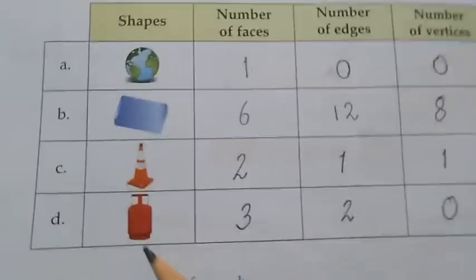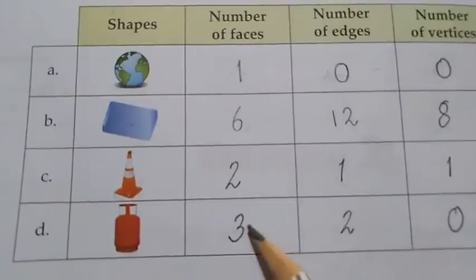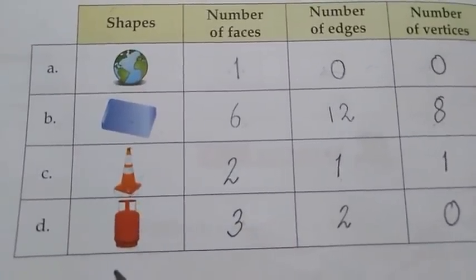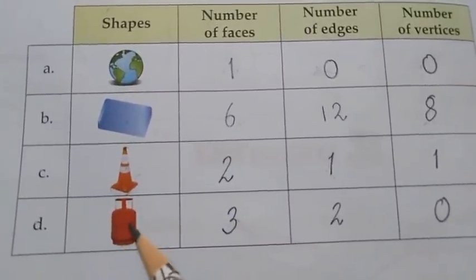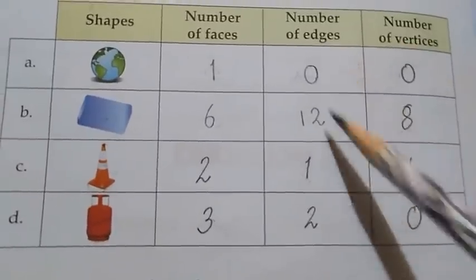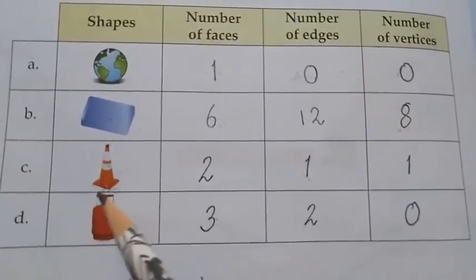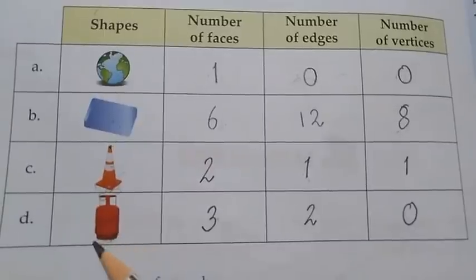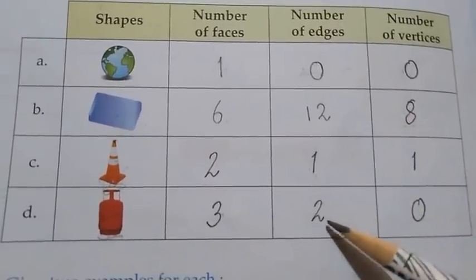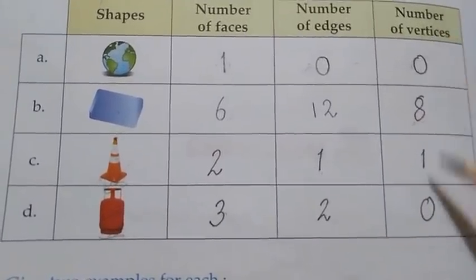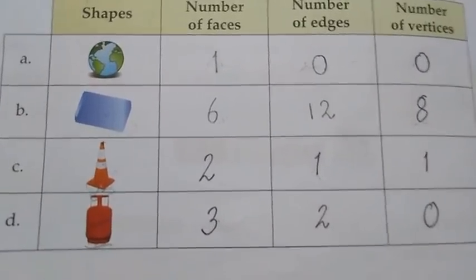And next, the last shape is a cylinder. A cylinder has 3 faces, 2 flat faces and 1 curved face. Now the number of edges is 2, 1 here and 1 here. So the number of edges of a cylinder is 2. And for the number of vertices, there is no corner in a cylinder.